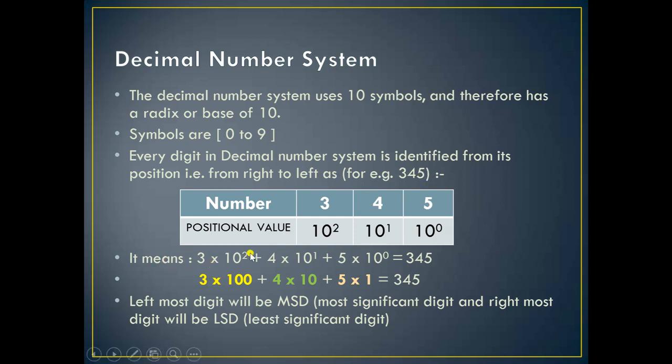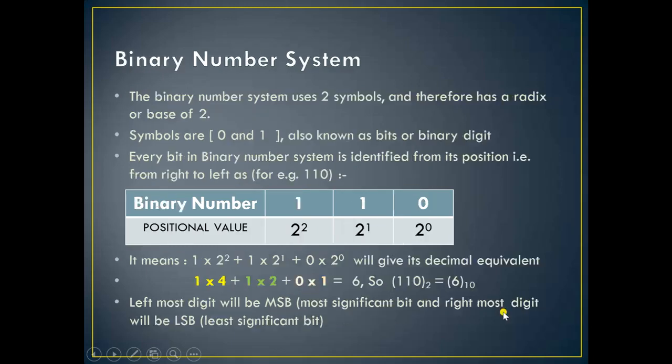So it means 3 into 10 raised to power 2 plus 4 into 10 raised to power 1 plus 5 into 10 raised to power 0, that is equal to 345. The leftmost digit is the MSD, most significant digit, and the rightmost digit is the LSD, least significant digit. So this is your decimal number system.